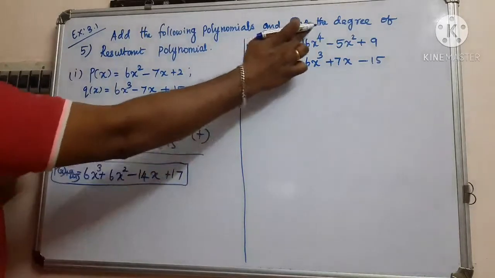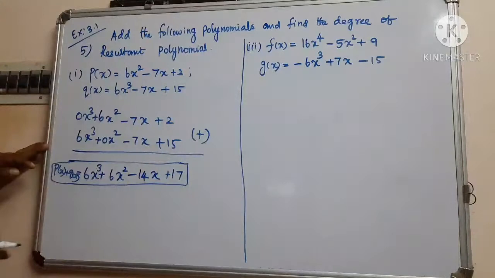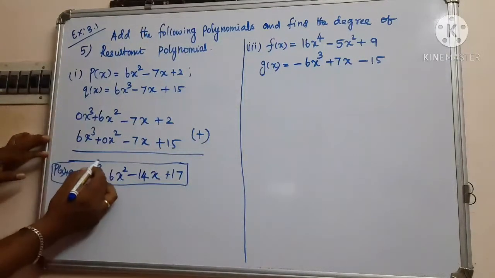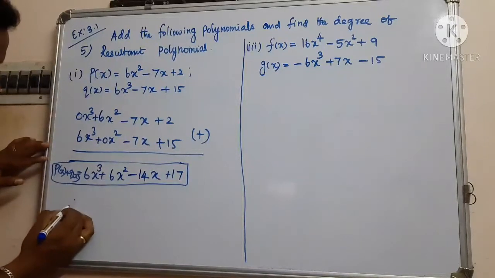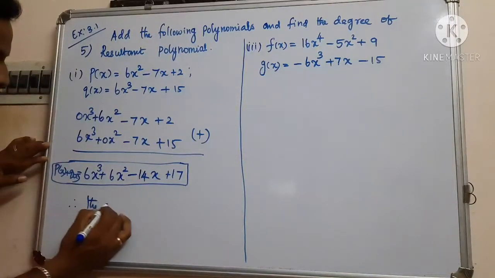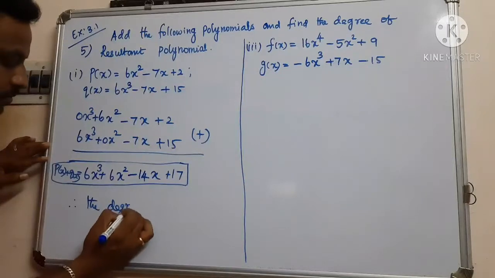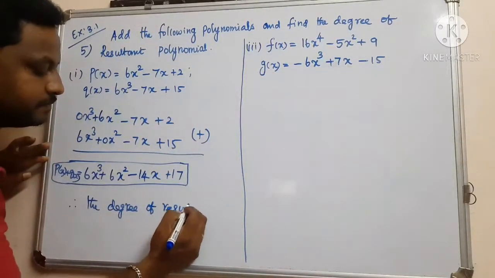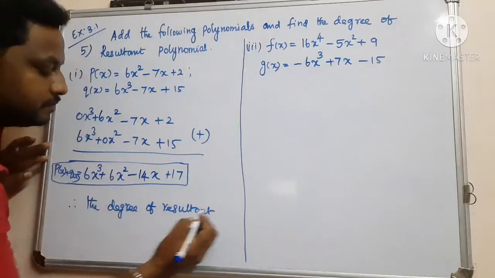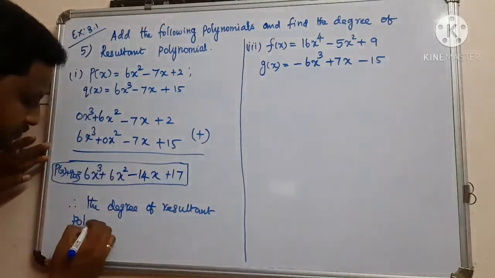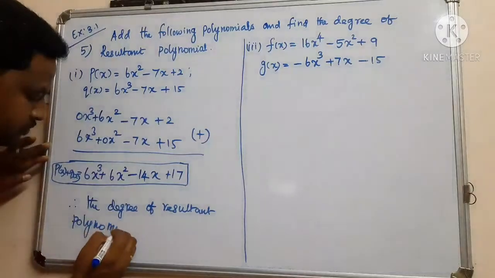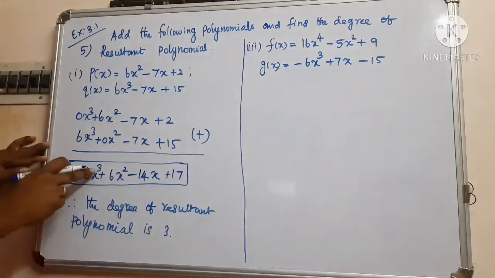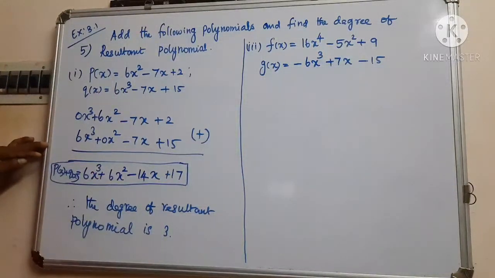Now the question is, you have to find the degree of the resultant polynomial. You have to write the degree of the final answer. So highest degree is 3. So therefore the degree of the resultant polynomial is 3, because the highest power is 3. So therefore the degree of polynomial is 3.